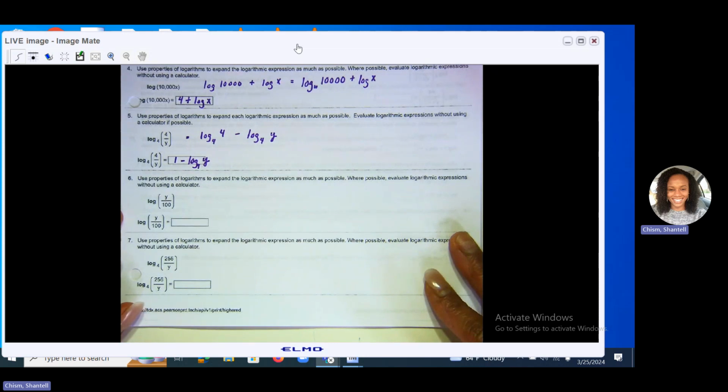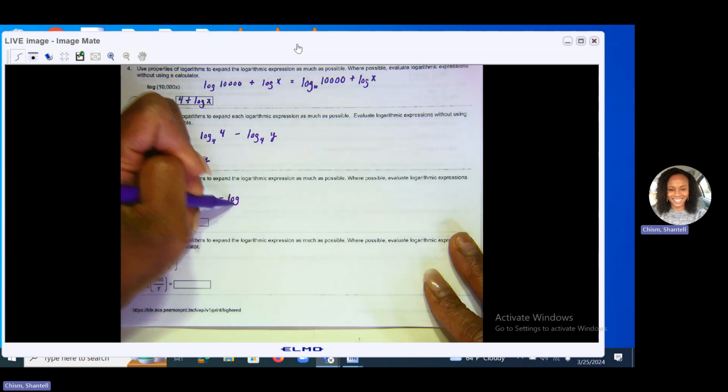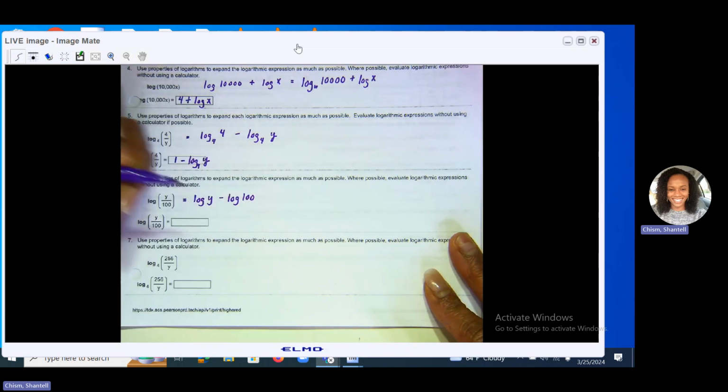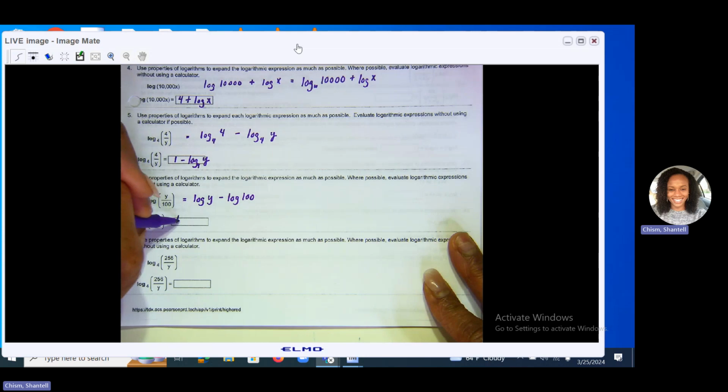Look at number 6, same directions. Log of y divided by 100, or log of y over 100. So this would become log of y minus log of 100, okay? Log of y is log of a variable. It's just going to stay log of y. And remember to understand that this is a base 10, but it's a variable, so there's nothing we can do there. So we just keep log of y.